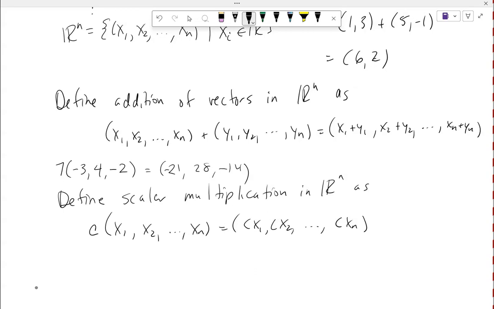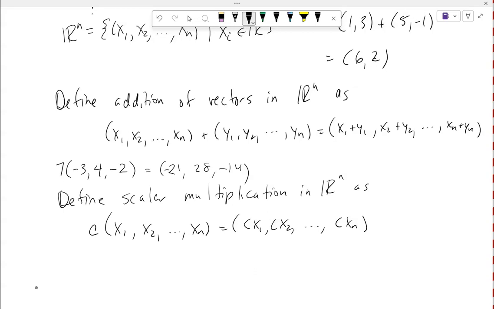As far as components go, though, it is possible to define things where these go out to infinity. You have an infinite number of components, and you can still define the operations the same way. Just sometimes they get a little bit weird. Anyway. All right.